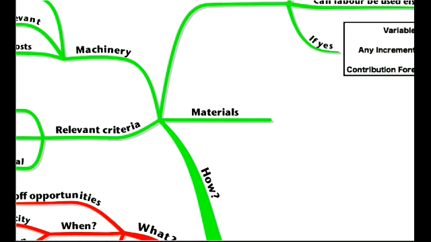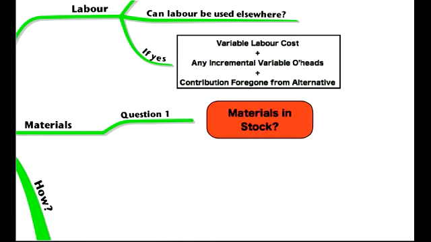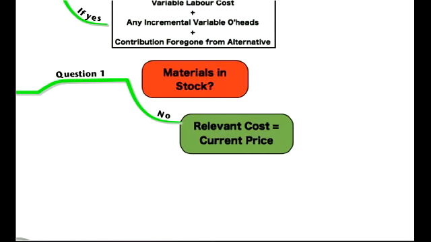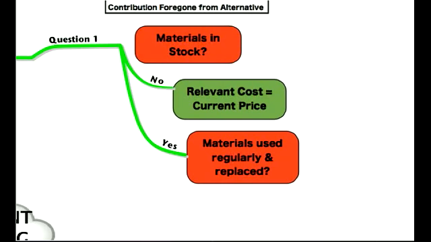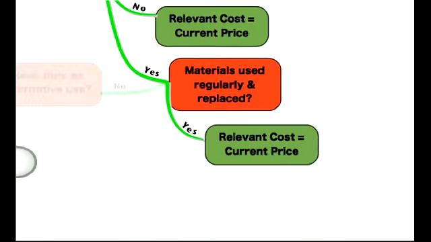Materials then. When it comes to calculating the relevant cost for materials, there are several questions you need to ask yourself to come to the correct answer. The first question is, are the materials in stock? If they're not in stock, the relevant cost is the current price, and that's simply because you have to go and buy them. The next question is, if you have the materials in stock, are they regularly used and replaced? If they are regularly used and replaced, then the relevant cost again is the current price, because you're going to have to use and replace them, so the relevant cost is the current price.